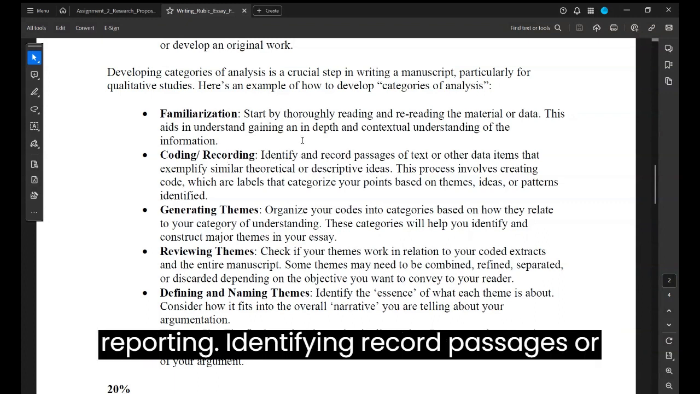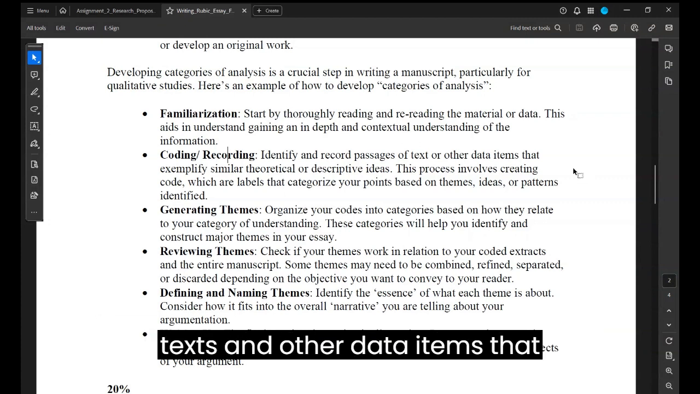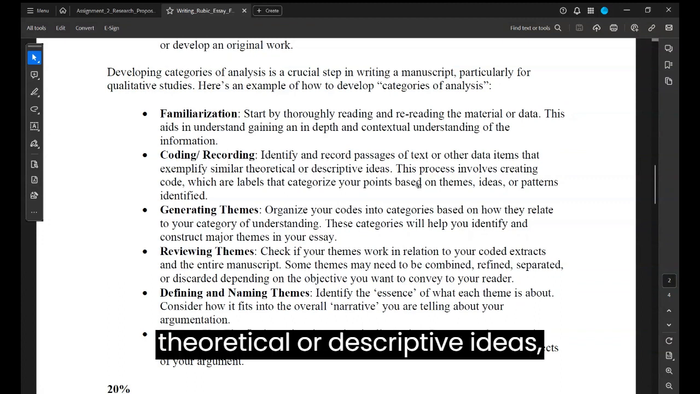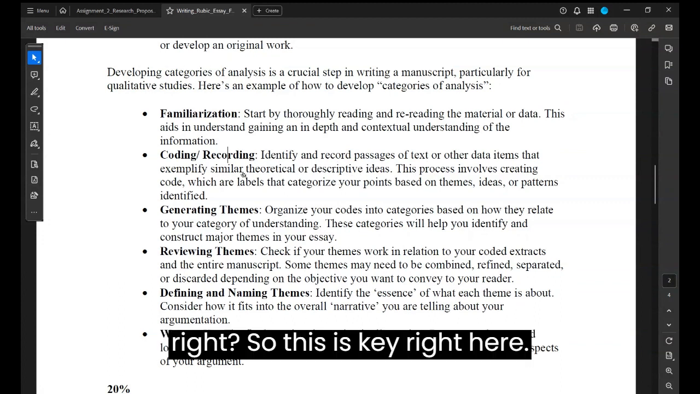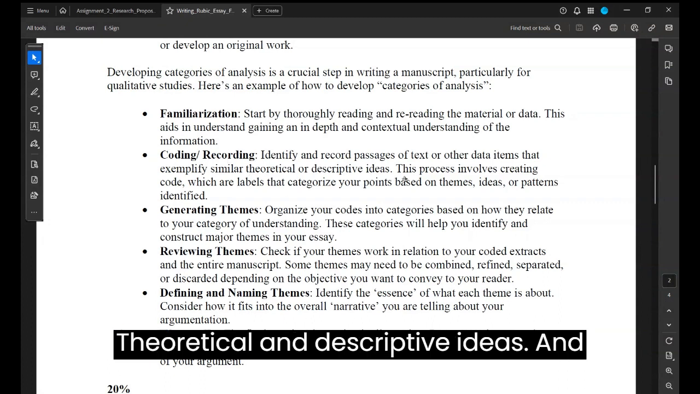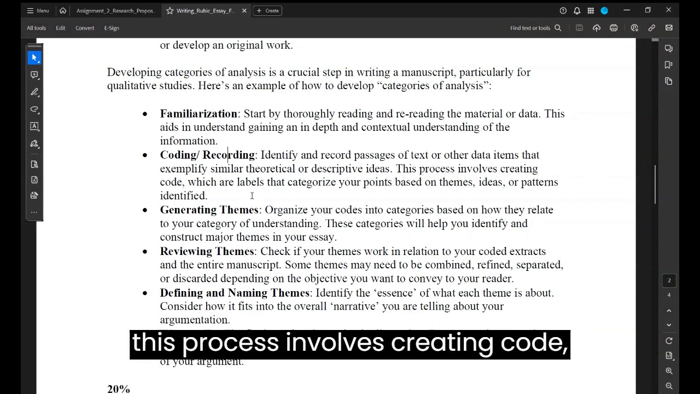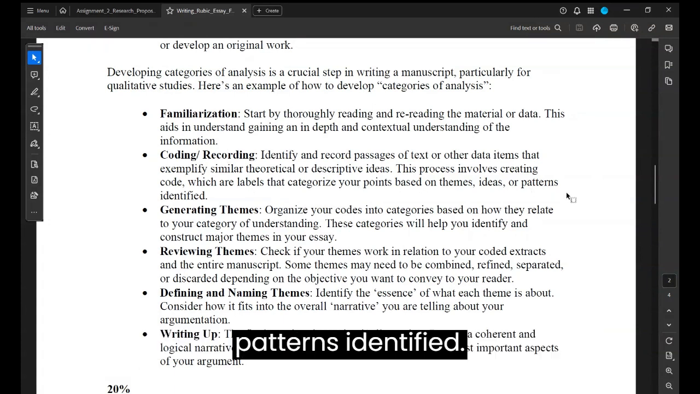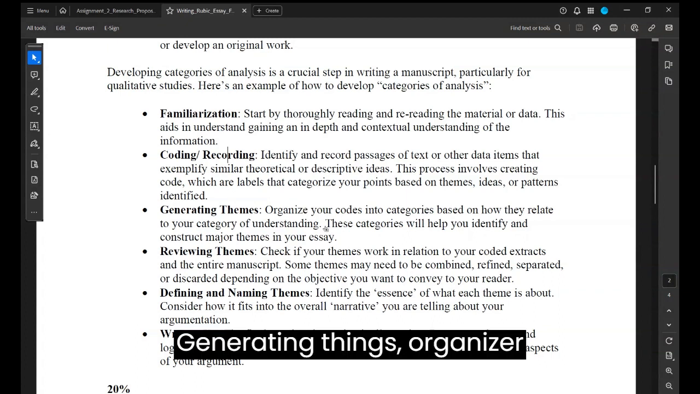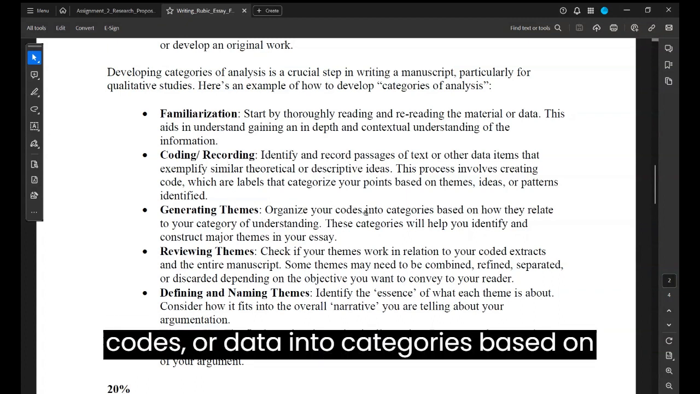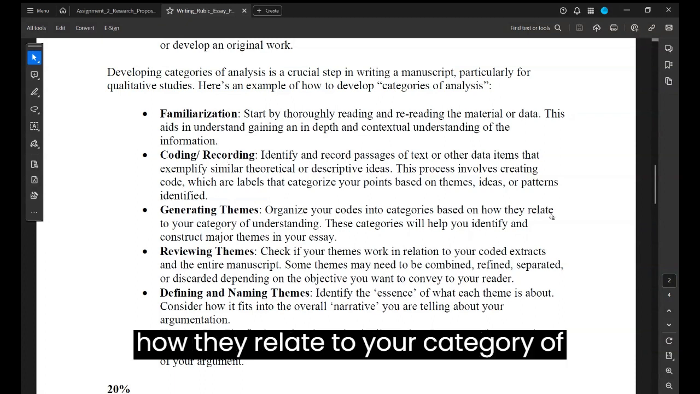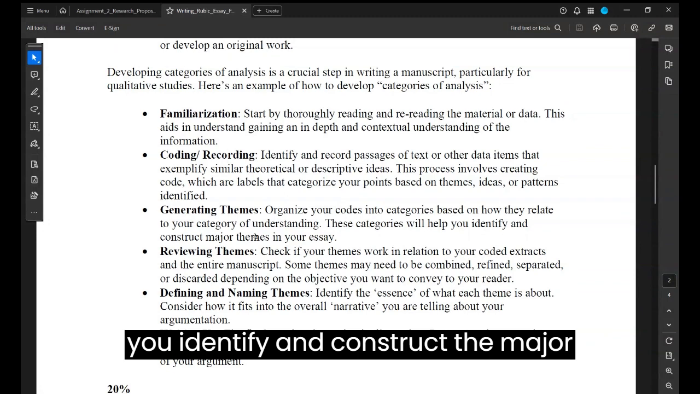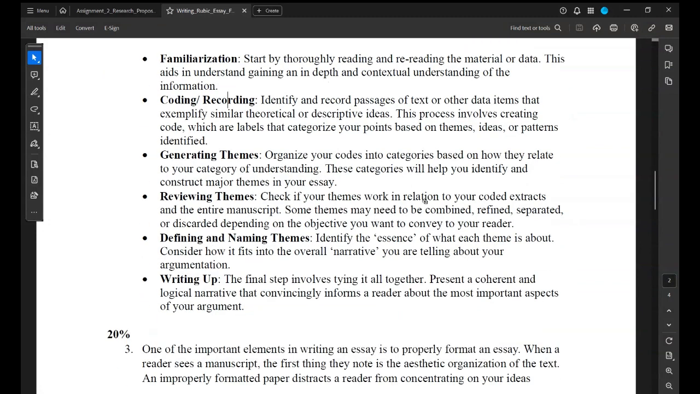Coding and recording. Identify and record passages or texts and other data items that exemplify similar theoretical or descriptive ideas. All right, so this is key right here: theoretical and descriptive ideas. And this process involves creating codes, which are the labels that categorize your points based on themes, ideas, or patterns identified. Generating themes. Organize your codes or data into categories based on how they relate to your category of understanding. These categories will help you identify and construct the major themes in your essay.